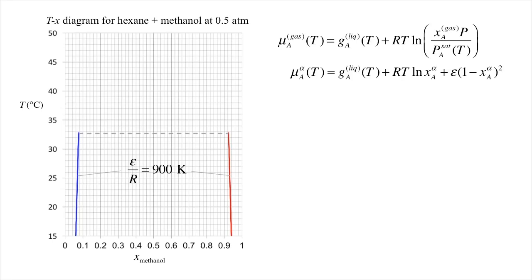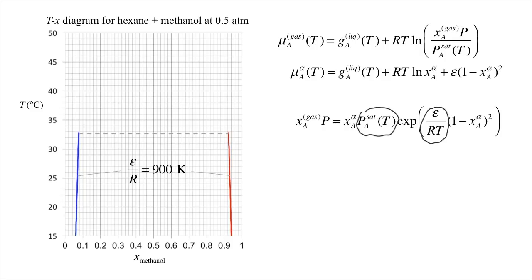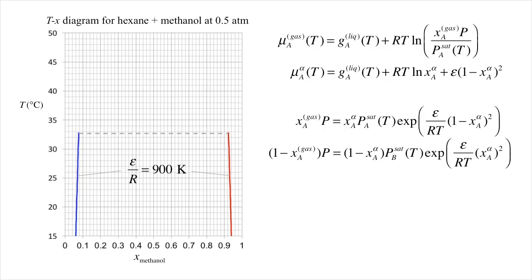Substituting, we can eliminate the reference pressure and obtain an expression for μA gas which shares the same reference state as the liquid. Focusing first on liquid phase alpha, the resulting expressions for chemical potential in the gas and liquid are summarized here. At equilibrium, these two chemical potentials must be equal. Equating them and simplifying, we see that the reference state drops out of the problem, and we get an equation similar to Raoult's law relating XA alpha to XA gas with two parameters in it, epsilon over RT and the saturation pressure, which is also a function of temperature. Repeating for species B, we get a second equation with the same variables and parameters.